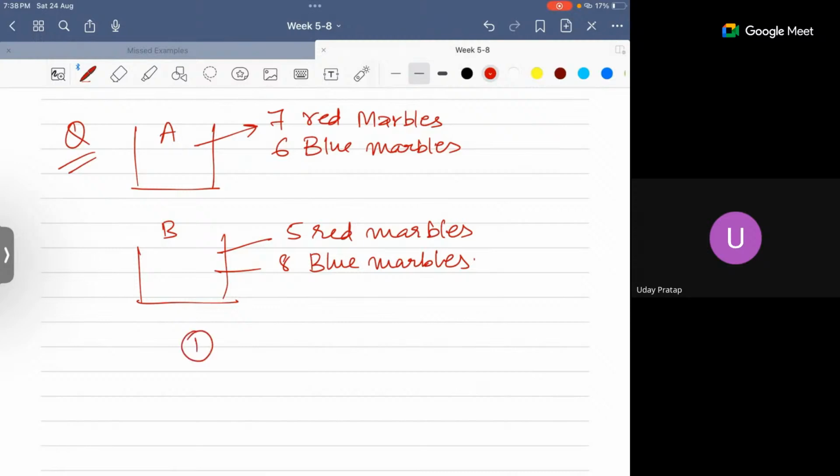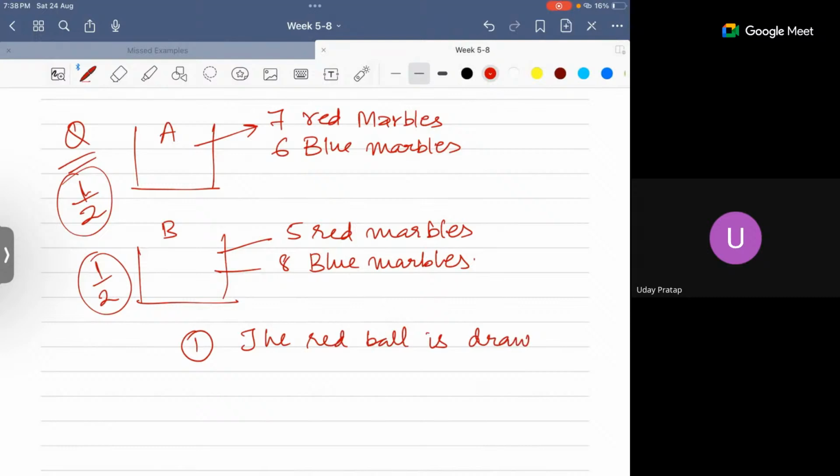So the first thing you have to calculate, I told you the probability of 1 by 2 and 1 by 2 for both the boxes. So there is no bias in this. What you have to calculate is the probability such that the red ball is drawn, given that box A has been chosen.